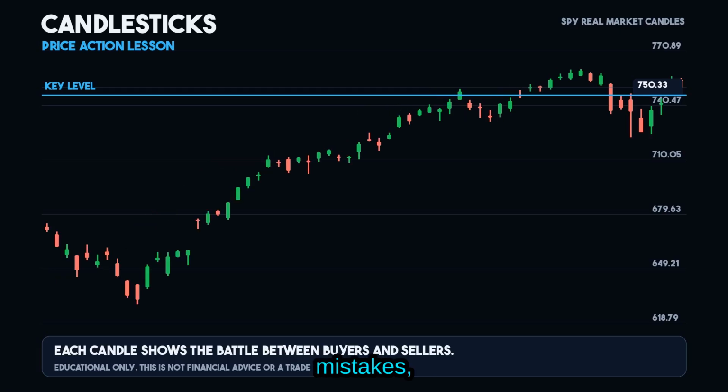To avoid these mistakes, we need to develop a more nuanced understanding of volume analysis. We need to look at the relative volume, the trading range, and the overall market sentiment. This will help us make more informed trading decisions. Here are a few key things to look for when analyzing volume.